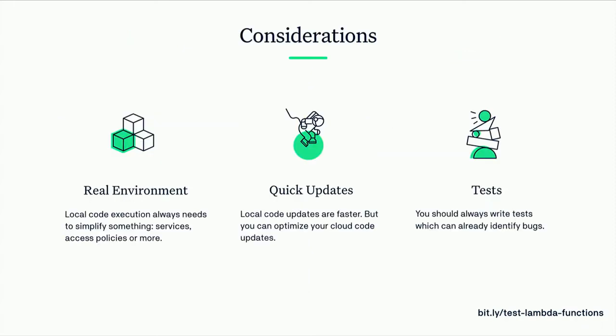So in order to provide you with a decision, you should consider these three things. First, if you want to have a real environment, there's no way around executing a function in the cloud, of course. Because if you do this locally, it's just a lot of simplification. You need to mock services, and this is not like a real environment. Also, the code updates. Local code updates are usually a lot faster because you don't need to upload and update your code in the cloud. But this can also be optimized a bit so that you can update your code a bit faster.